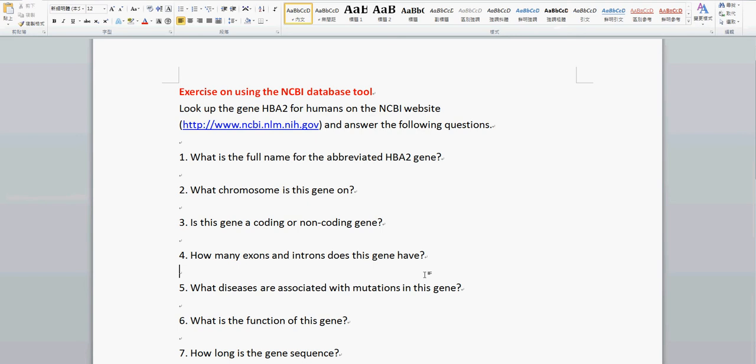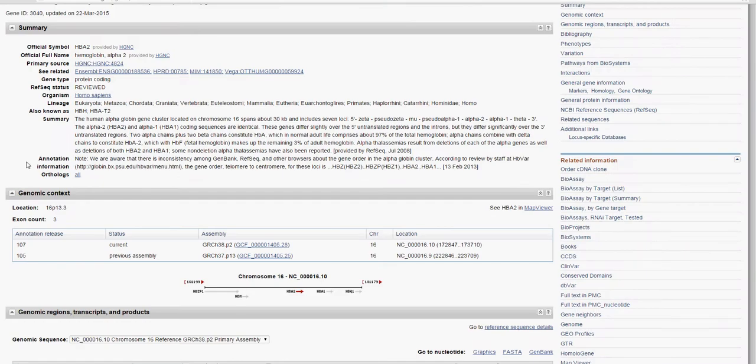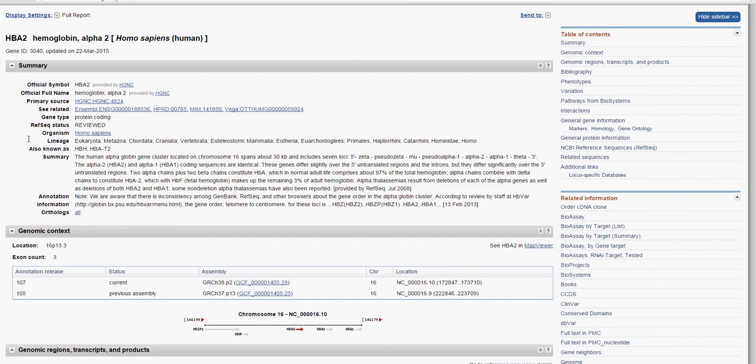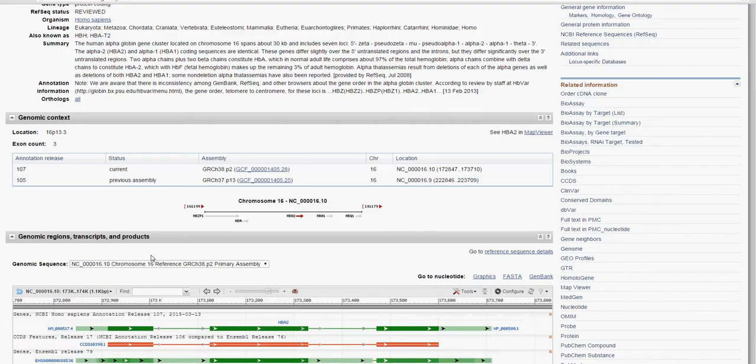The third question asks whether this gene is a coding or non-coding gene, and next, how many exons and introns this gene has. Let's go back to this information here. Now, this gene is a protein coding gene. And how many exons does this have? Under genomic context, we look for exon number, it's 3. So it's got 3 exons.